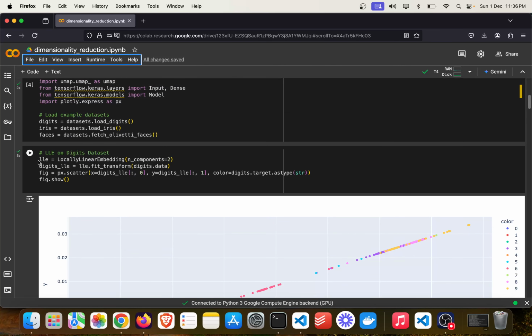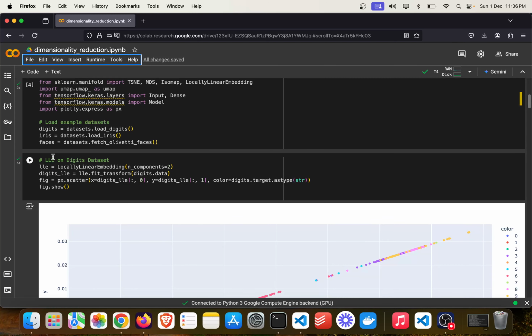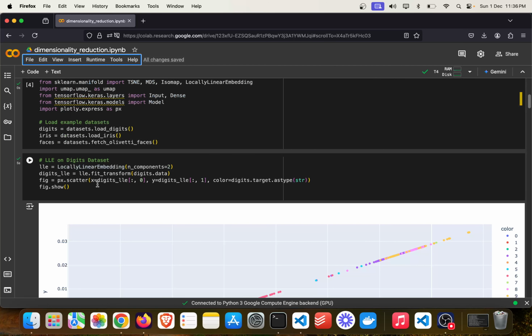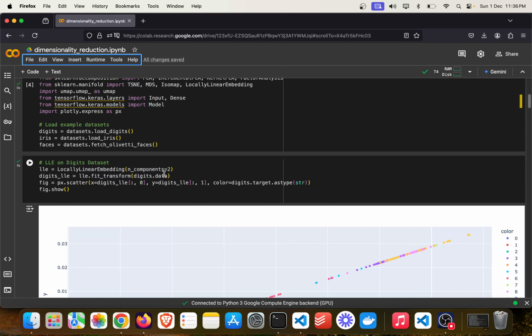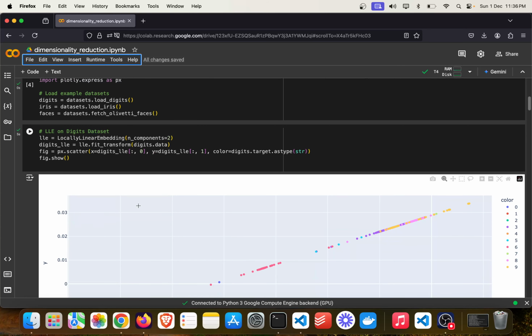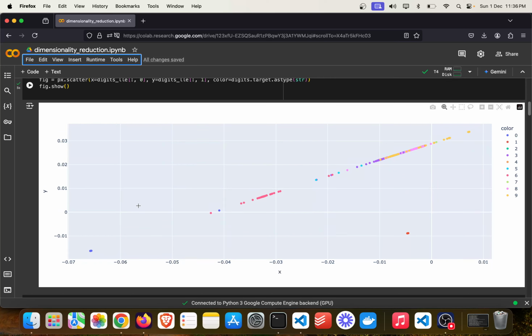So first we will be exploring the LLE dimensionality reduction technique. LLE stands for locally linear embeddings, and it is good for uncovering non-linear structures in data. Here you can see that we are trying to fit the data, and we are using the digits data set, and then we are displaying it in the form of a scatter plot. You can see the scatter plot here.